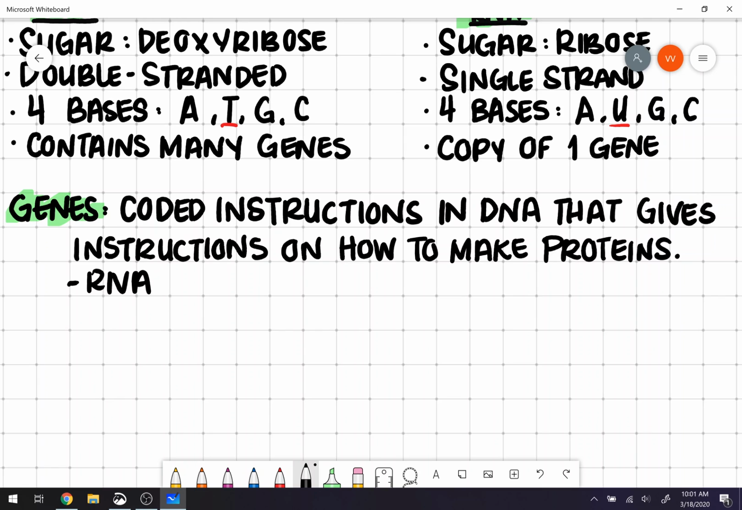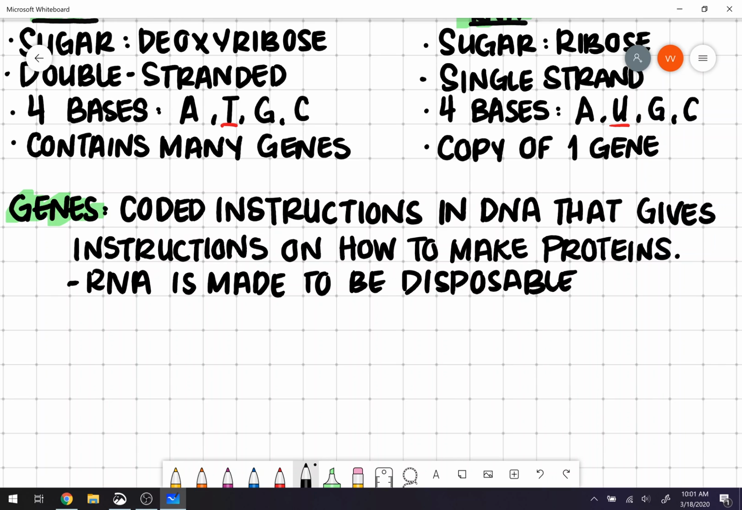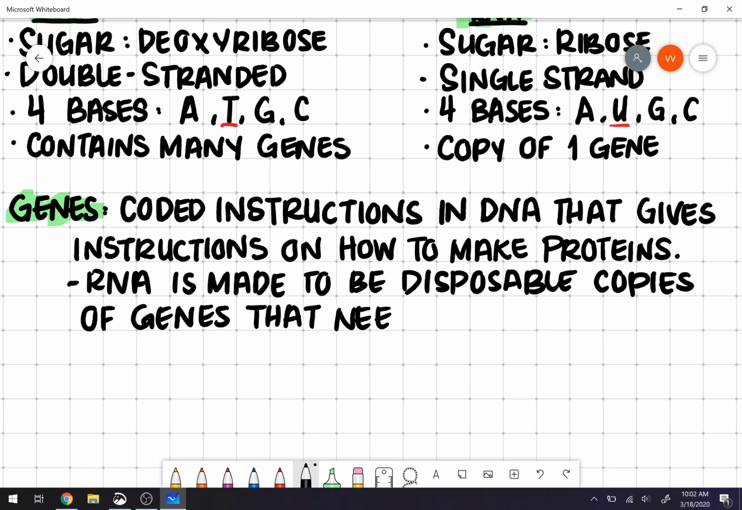So RNA is made to be disposable copies of genes that need to be made into proteins. Okay?